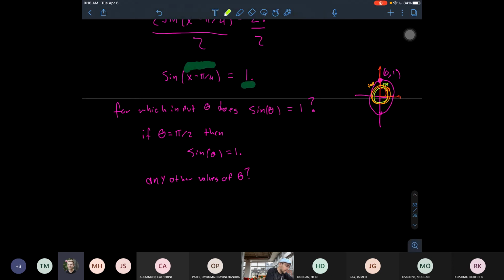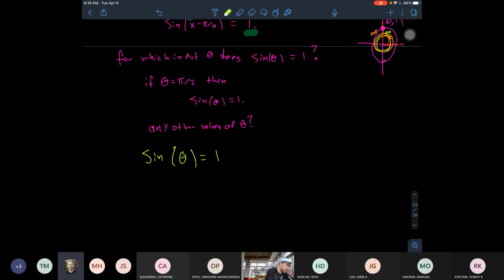So we have the following. Sine of theta is equal to 1 if theta equals pi over 2 plus 2 pi times n, where n is an integer. That is something like -3, -2, -1, 0, 1, 2, 3, ... One of these numbers. Okay.